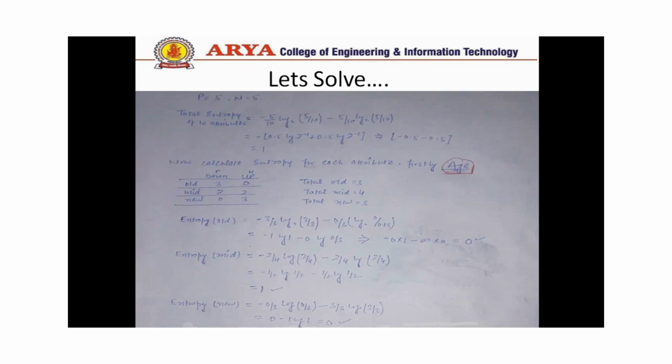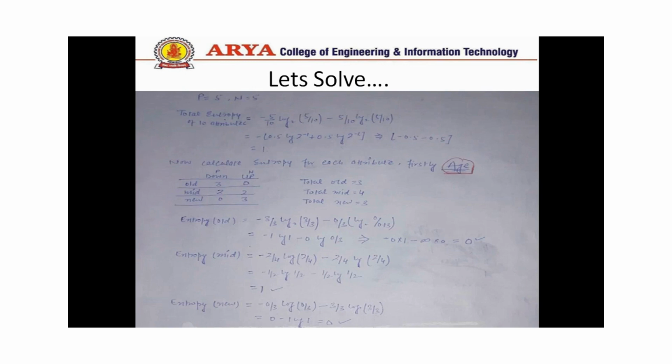So here first of all we calculated the value of P and N. We have 5 number of P's and 5 number of N. So first of all we need to find total entropy of all the attributes. We apply the formula minus P by P plus N log base 2 P by P plus N minus N by P plus N log base 2 N by P plus N. So here minus 5 by 10 log base 2 5 by 10 minus 5 by 10 log base 2 5 by 10. After solving we get the value 1. So this is the overall entropy for the given data set, that is 10 elements.